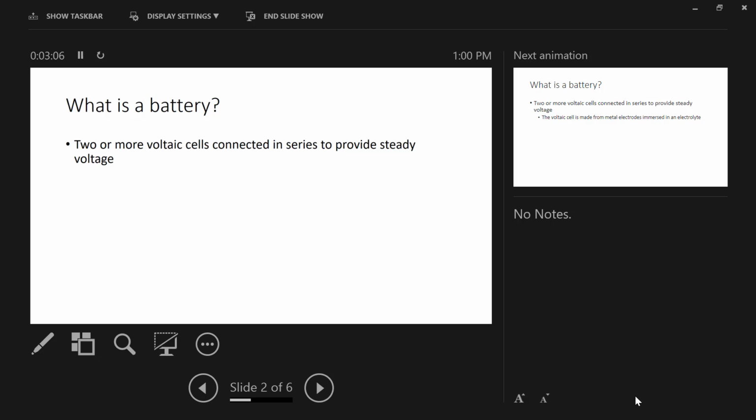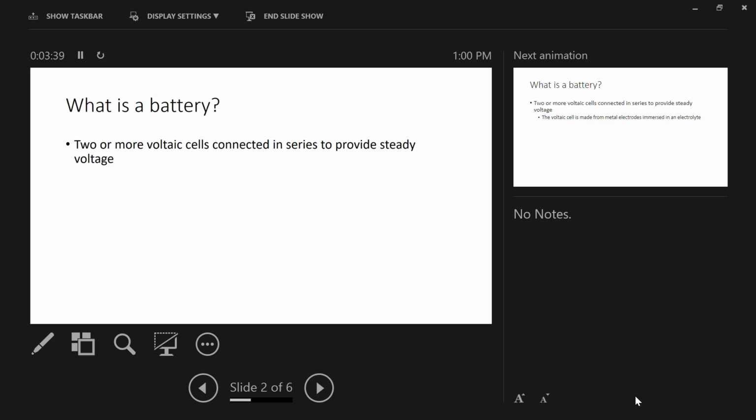And you're like, this is awesome. I love this definition, Dr. Engel, for several reasons. One, I like how long it is, because I always like definitions with a lot of words. And two, I really like that it includes words that I have no idea what they mean. Oh, this is good. So voltaic cells, two or more voltaic cells connected in series to provide steady voltage.